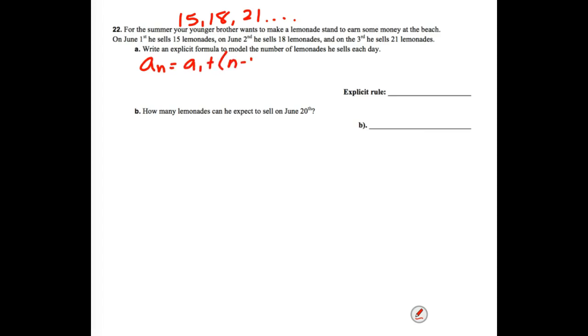All right, it's asking for an explicit formula. First term plus n minus 1 times d. What of those pieces do we know? First term is 15. What's my common difference? I'm adding 3 sales each day. Okay. Distributing, 15 plus 3n minus 3. So my rule, the nth term would be 3n plus 12.